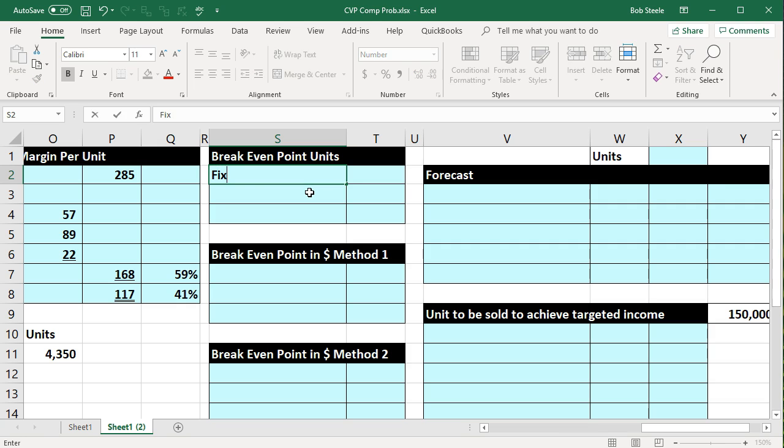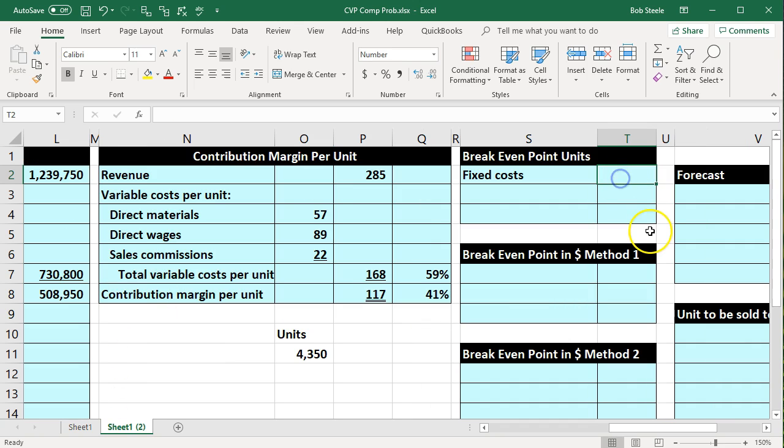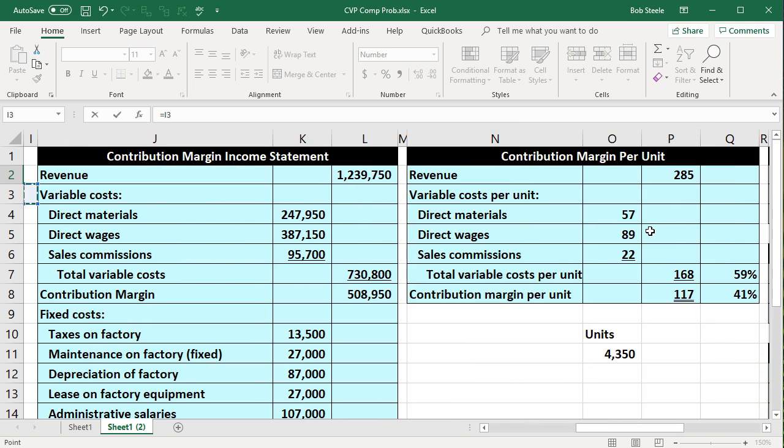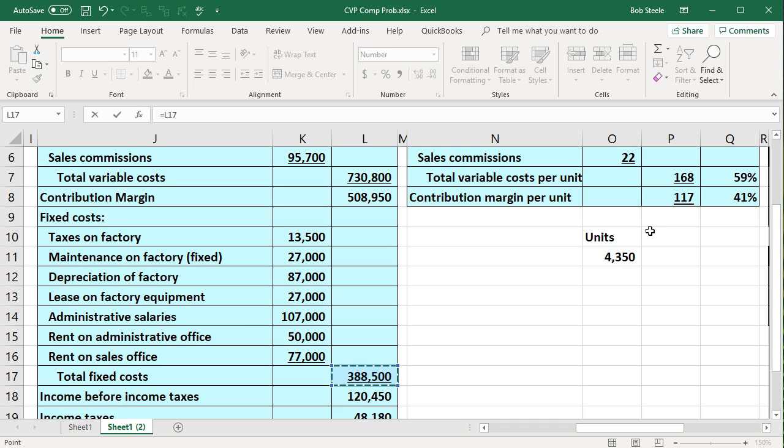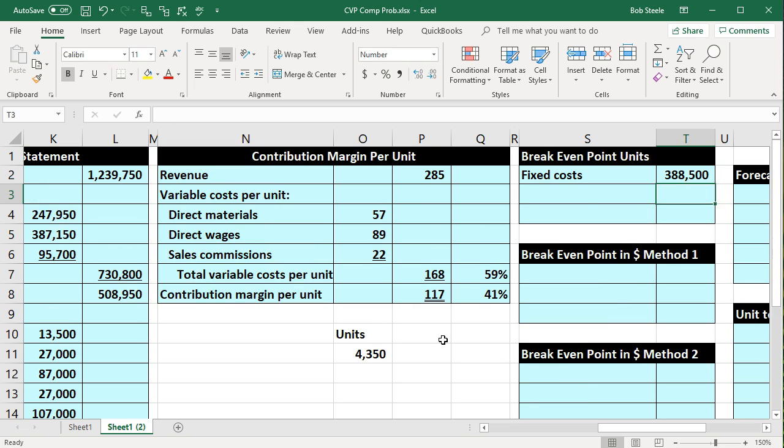We'll start off with the fixed costs. We're going to take that from our data set. So I'm going to say the fixed costs over here from the contribution margin that we have generated is going to be the total fixed cost. So total fixed costs, including all these items, $388,500. So that's going to be our fixed costs.